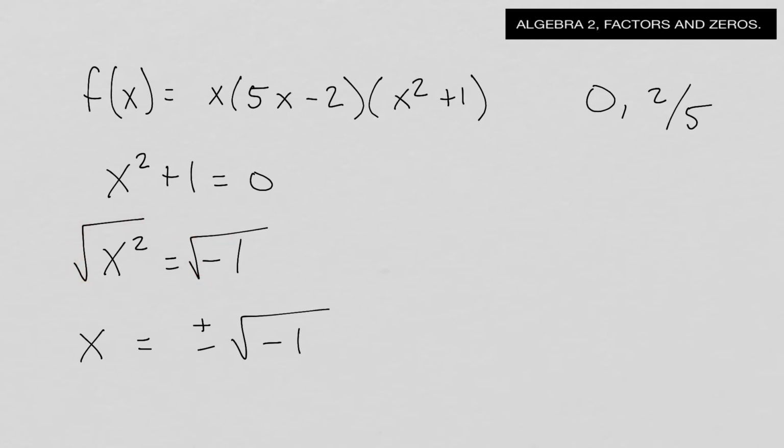When you introduce the square root when you're solving, you have to add this plus and minus. Add the plus and minus when you introduce the square root sign. So we have x equals plus or minus the square root of negative 1.